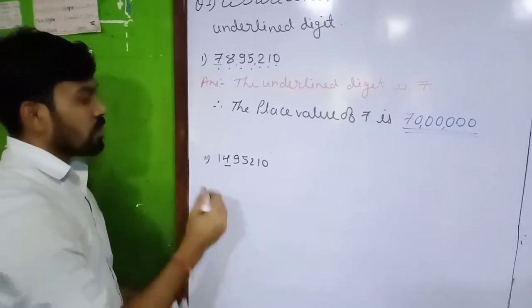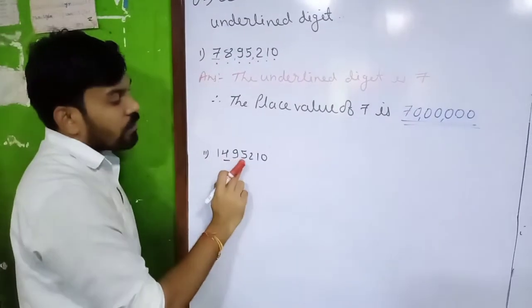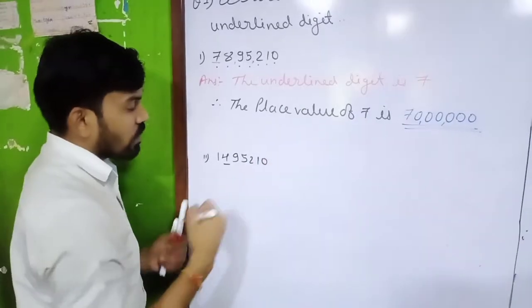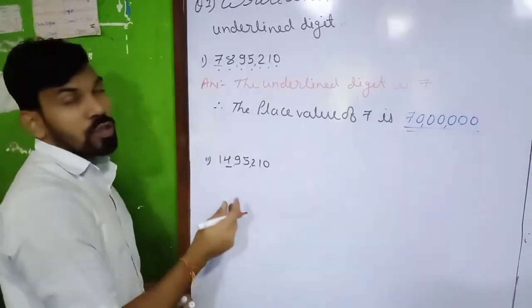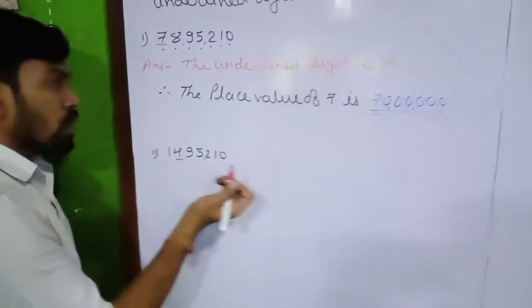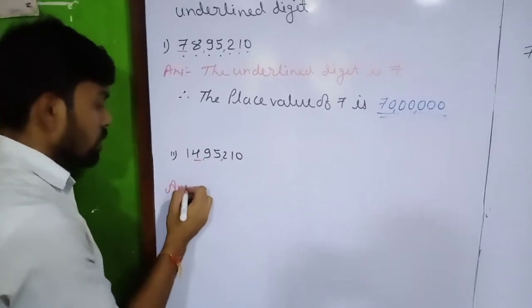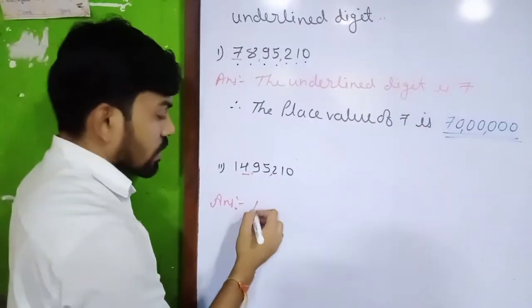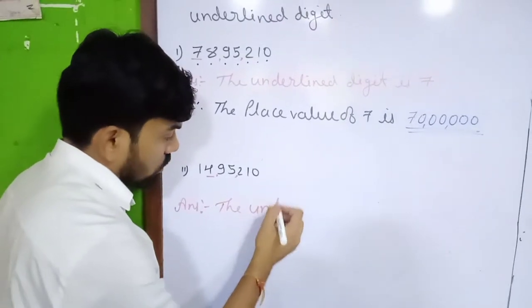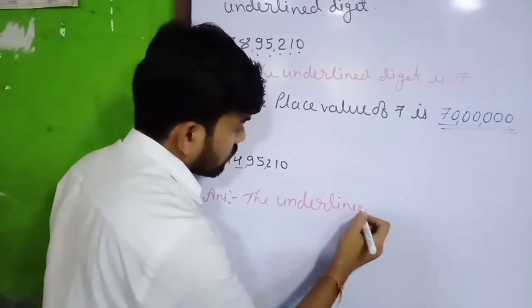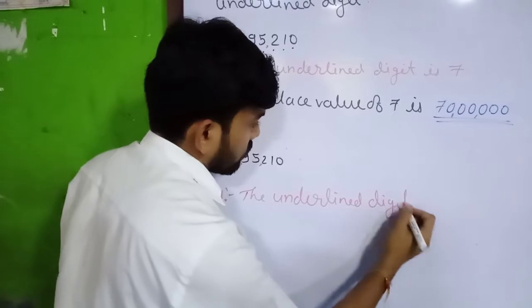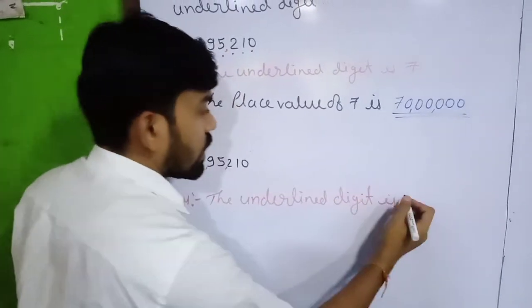The second sum, 1, 4, 9, 5, 2, 1, 0, is given. Here we have to find out the place value of this 4. Again the answer: the underlined digit is, what is that?